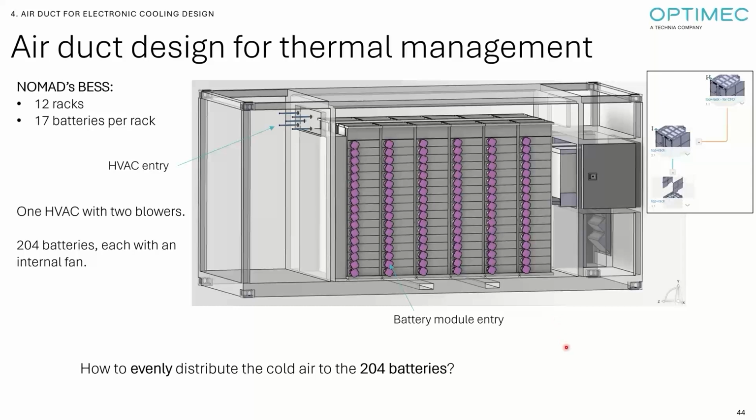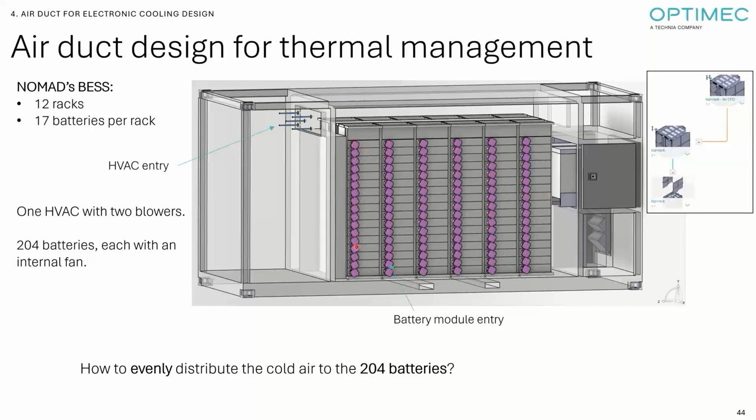But here, indeed, to prevent a blast, we have to cool the battery down. There are very big thermal challenges to make sure the temperature is not crazy high. So they ask us to design a ducting system to provide cold air from an HVAC. So here a big HVAC is going. How to provide the cold air from the HVAC and distribute it evenly across 204 batteries inside the enclosure. It's not an easy challenge.